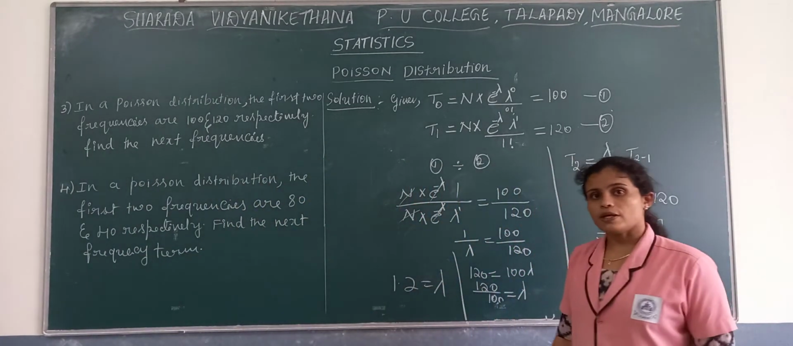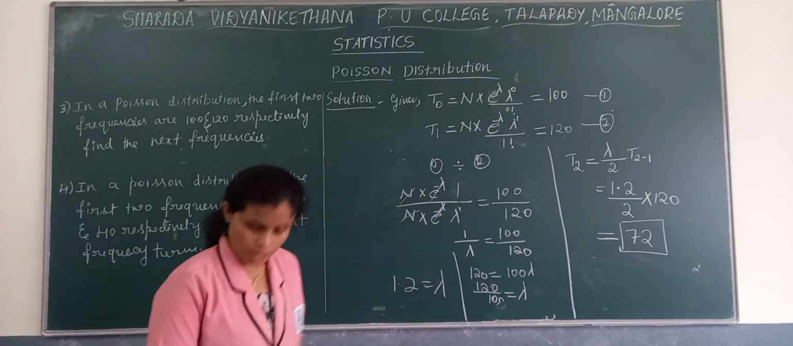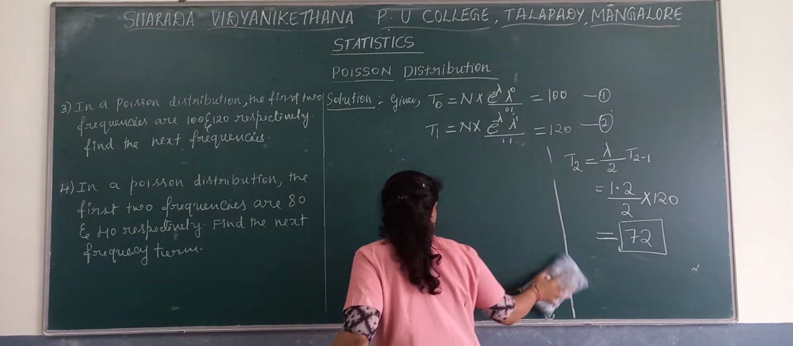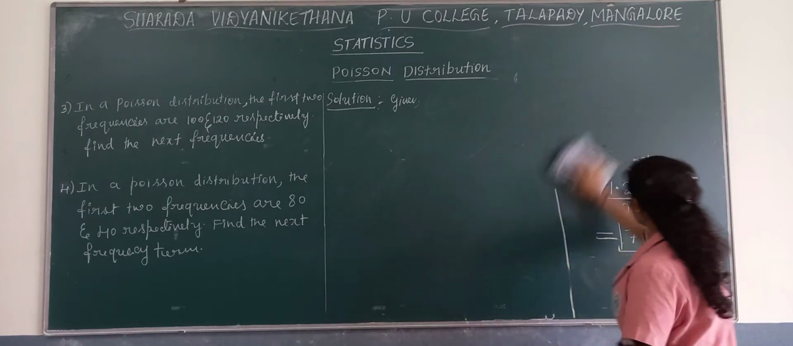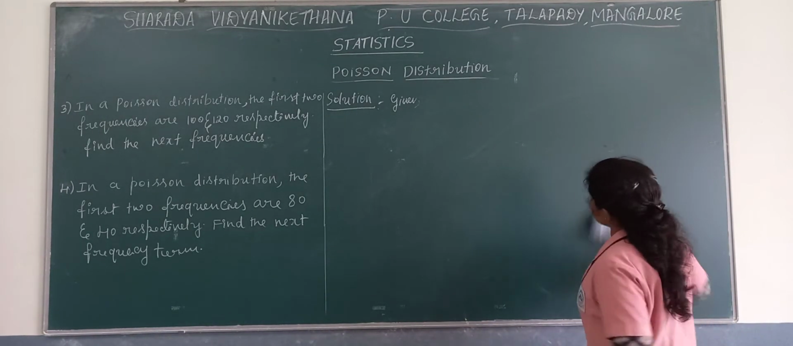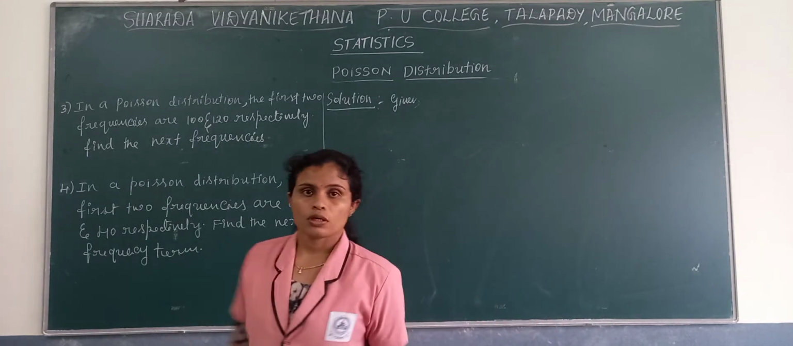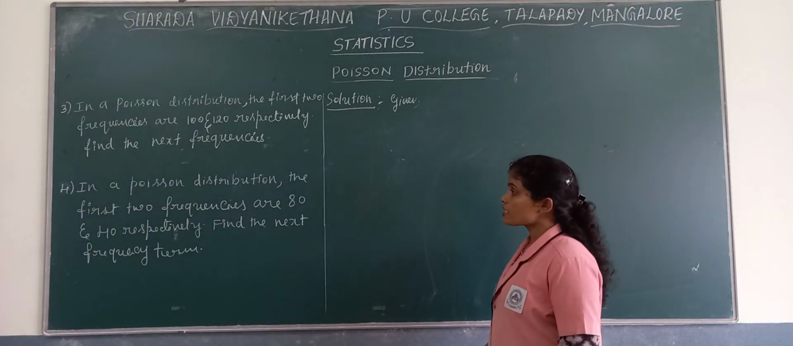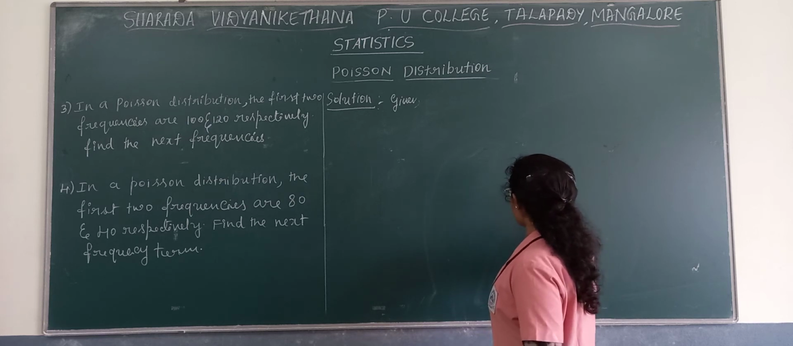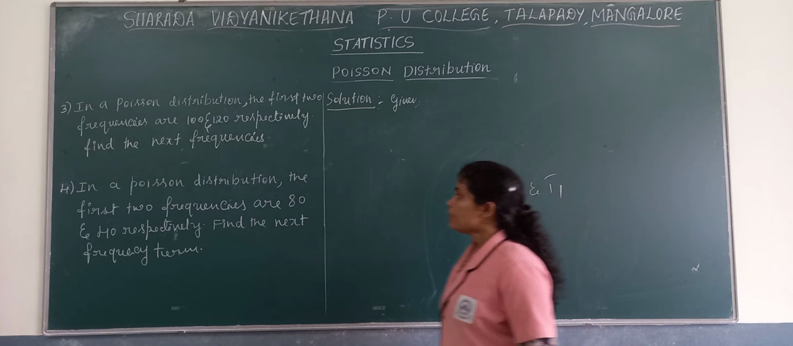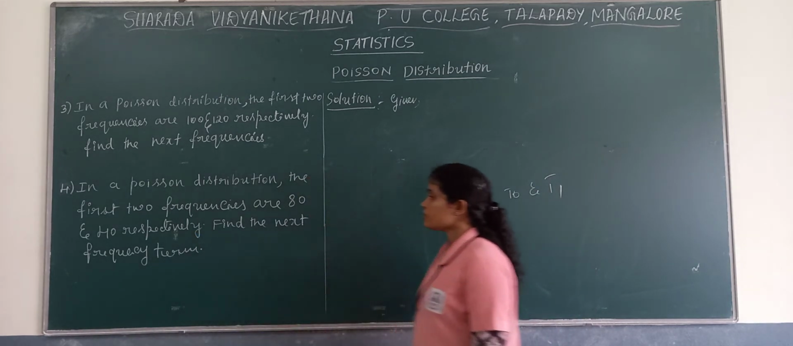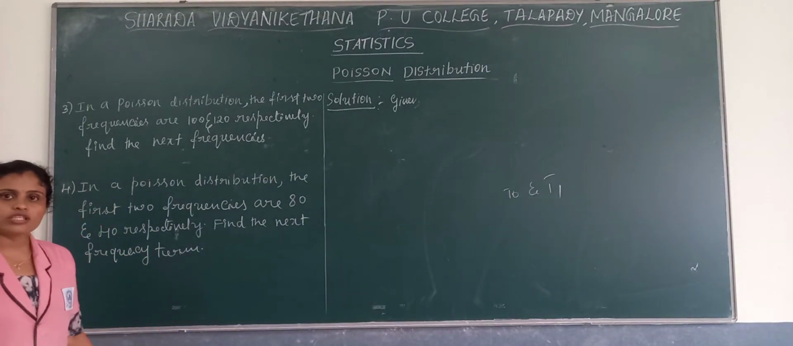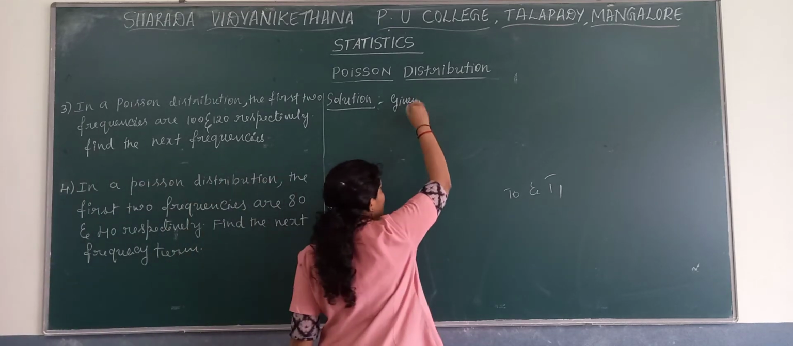We'll move towards the next problem, the last one under this section. Then we can wind up with Poisson distribution. Now read the next question. It is the same kind of question, a similar question, and you can solve it easily if you know the first one. In a Poisson distribution, the first two frequencies, T0 and T1, are 80 and 40 respectively. Find the next frequency term. We need to find T2 like how we found it just now.